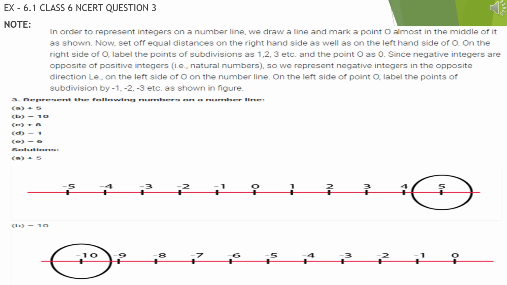After that we will draw subdivisions, that is 1, 2, 3 on the right hand side and minus 1, minus 2, minus 3 on the left side of the 0. Then we will represent those numbers on the number line. You don't need to write this explanation. I have written this to explain how to represent integers on a number line. You only represent the numbers on the number line and also denote them with capital letters like A, B, C, D, E and so on.